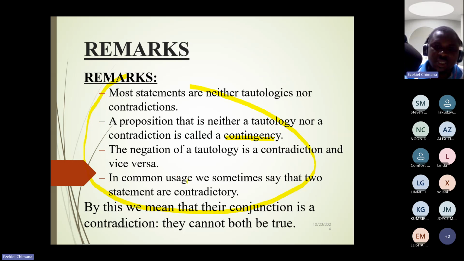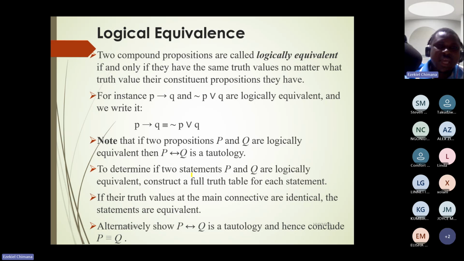In common usage, we sometimes say that two statements are contradictory. By this, we mean that their conjunction is a contradiction. They cannot both be true. Then there's what we call logical equivalence. You need to understand this one as well.